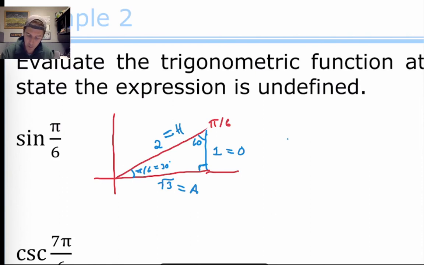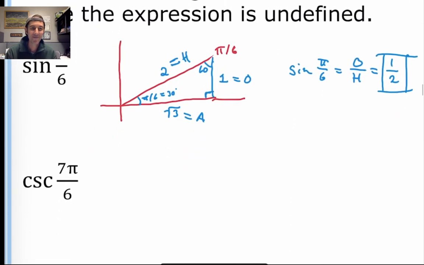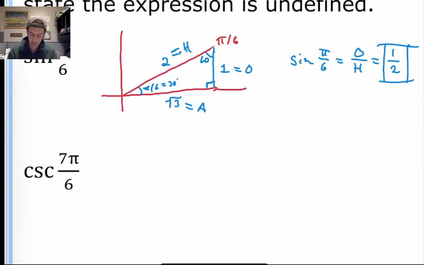And then I'm going to come over here and remind myself that the sine of an angle measure, in this case pi over 6, is equal to the opposite side length divided by the hypotenuse. And in this problem, the opposite side length has a measure of 1 and the hypotenuse has a measure of 2. And so that's the sine of pi over 6. Let's do another one. Cosecant 7 pi over 6.